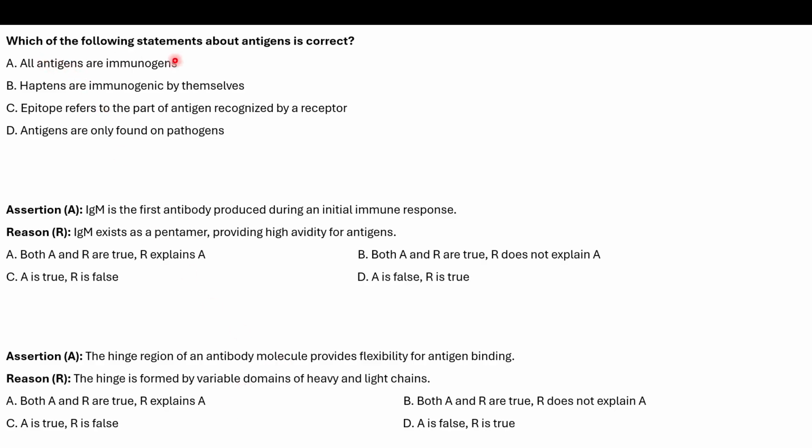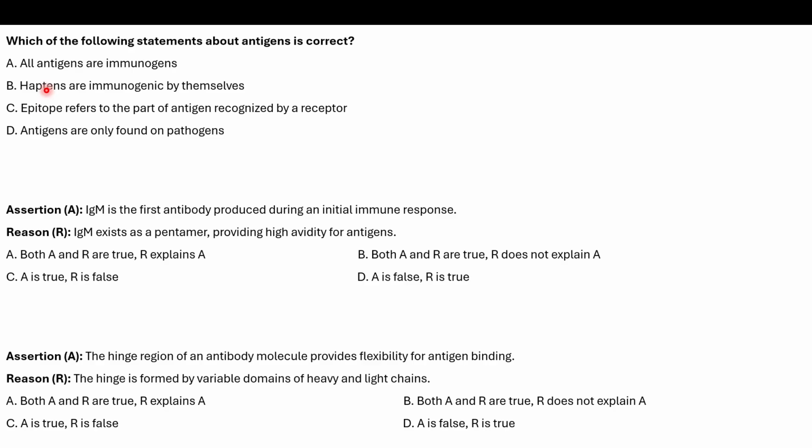So which of the following statements about antigens is correct? All antigens are immunogens. Haptens are immunogenic by themselves. Epitope refers to the part of the antigen recognized by a receptor. Antigens are only found on pathogens. So all antigens are immunogens? Haptens are immunogenic by themselves?